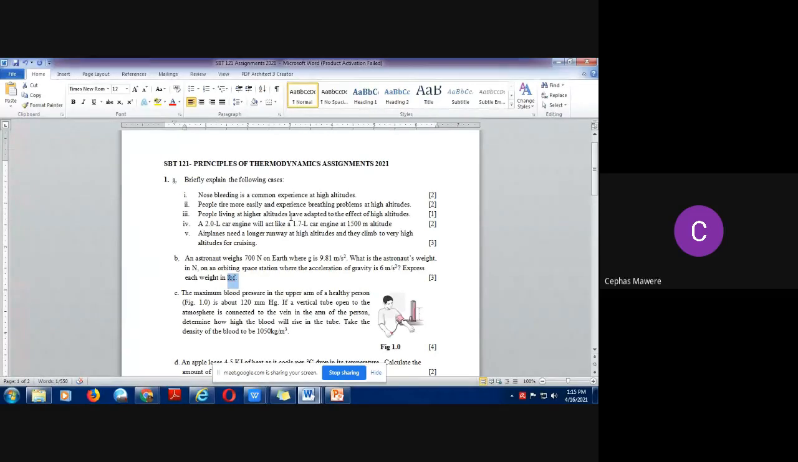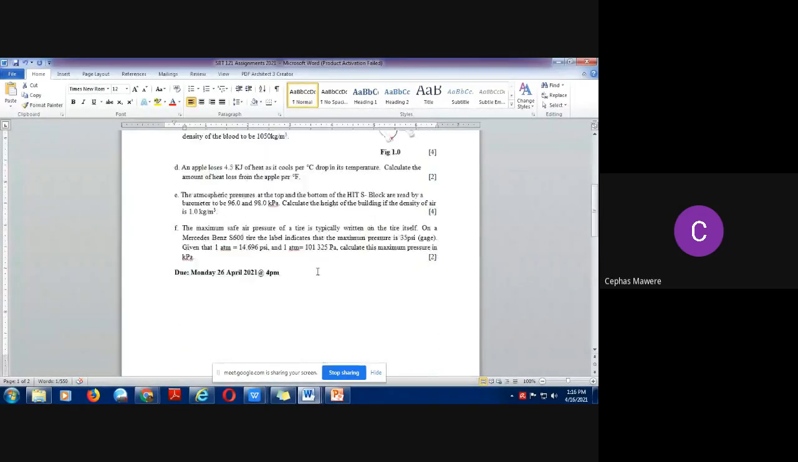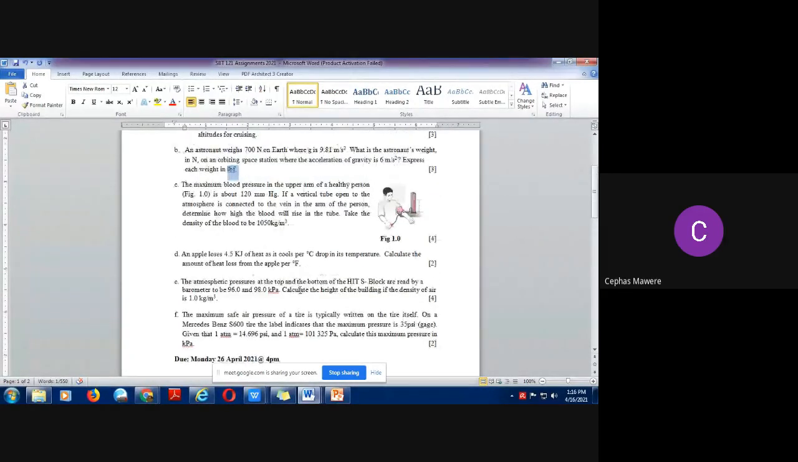And if you look at aeroplanes, for example, why do aeroplanes generally need a long runway at high altitudes? And why do they have to climb to a very high altitude for cruising? So this is your assignment, which is due on Monday, the 26th of April. I'm going to send it both on the WhatsApp group platform as well as on Google Classroom.